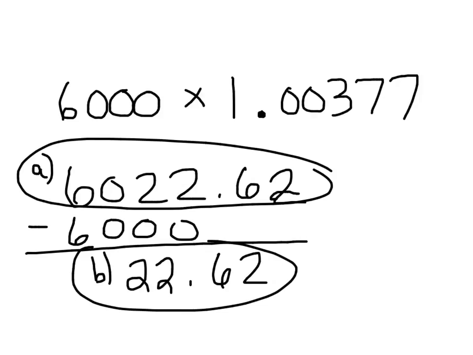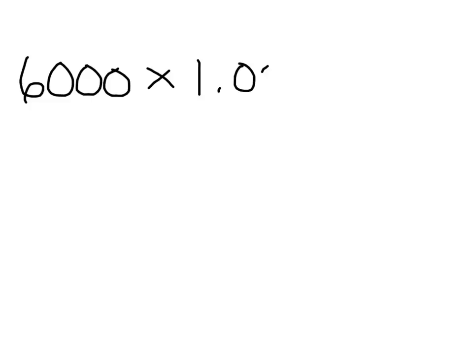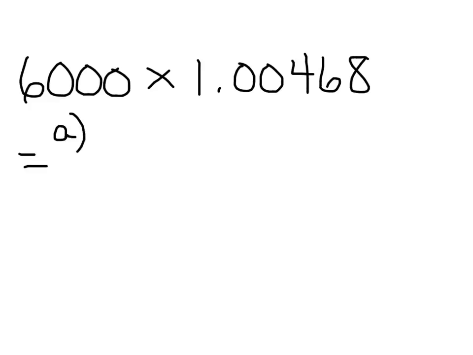All right. On number 2, it says Chuck Lang deposited $6,000 at 5.5% interest compounded daily for 31 days. So it's the same amount, but the difference is it's a different number of days. So for 31 days, what's the multiplying number for 31 days? 1.00468. And when you multiply those out, how much do you get?